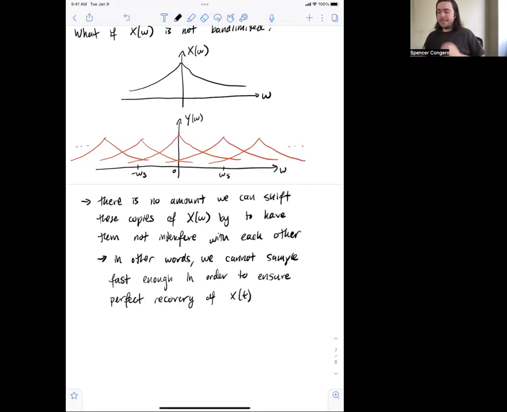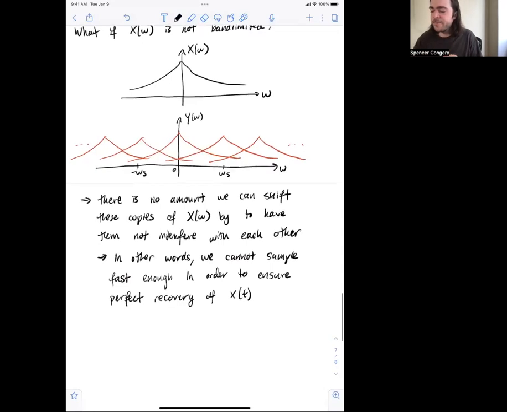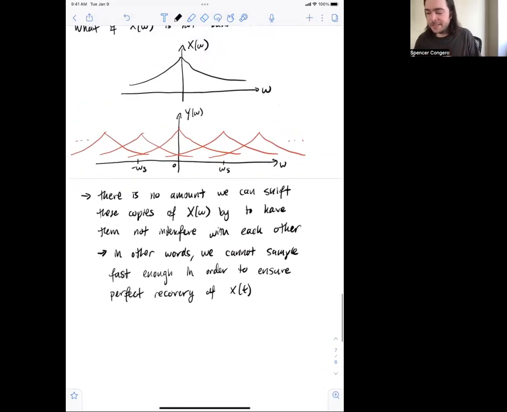Okay, because these x of omegas never eventually equal zero, I can't push them far enough apart from each other so that they don't overlap, so there's no aliasing, so that I can extract one perfect copy. There's no way because x of omega is not band limited. Okay, so that's what goes wrong if x of omega is not band limited.